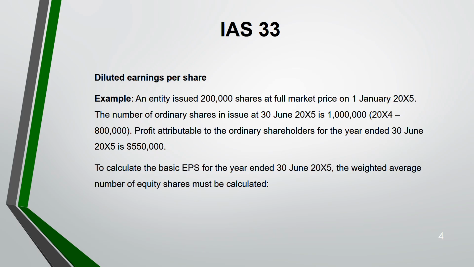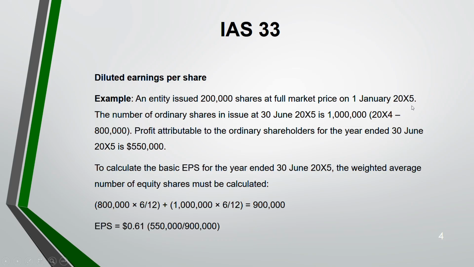Now, to calculate the basic EPS, your weighted average number of shares is this. From Jan to June, that means for the first 6 months, you have 200,000 shares already. Sorry, 800,000, because you have issued 800,000. So 800,000 for the 6 months. Thereafter, you will be having 1 million, from 30th June till December. So 1 million for 6 months. So you add both, it's 900,000 shares. Profit remains the same, 550,000. So 550,000 divided by the weighted average number of shares, which is 900,000. Now your EPS is 0.61.